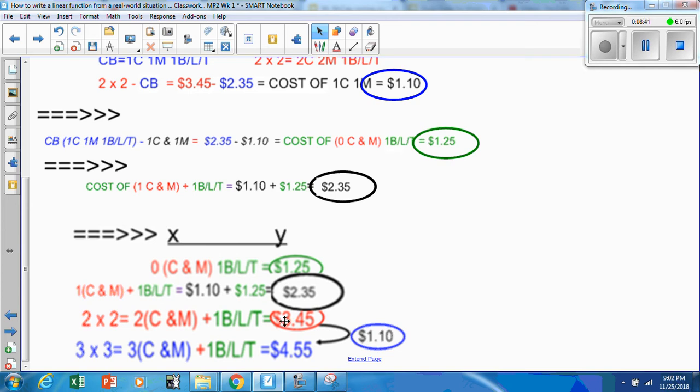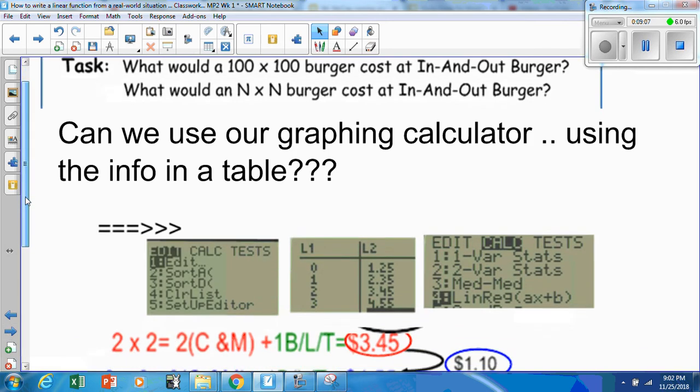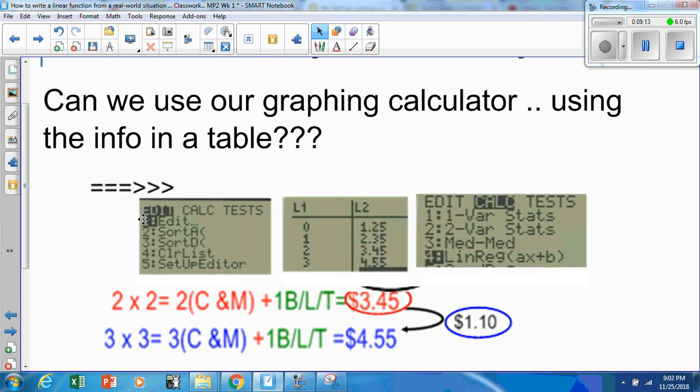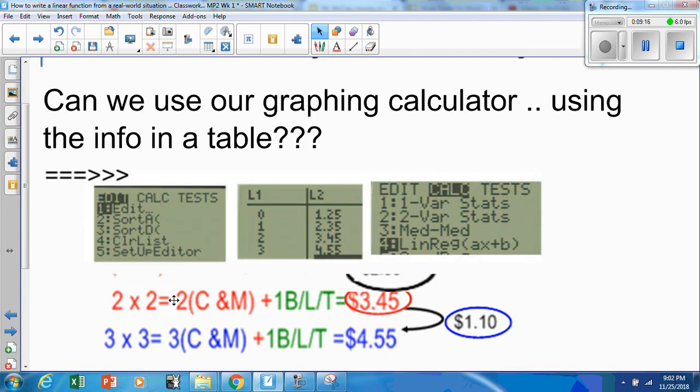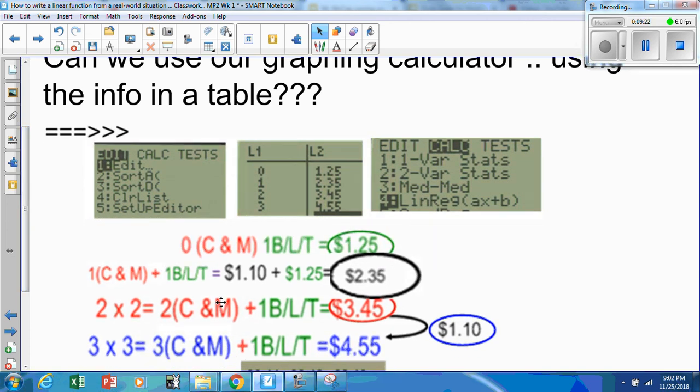Something magical has just occurred. What just occurred to me is that we've seen problems like this before. And every time we've seen a problem like this, we put in our trusty calculator. So we can actually use this graphing calculator and the information in this table to help us with this problem. Because we've done this a gazillion times, all I'm doing is going to that stat button, going to edit, and taking these values and throwing them in my calculator.